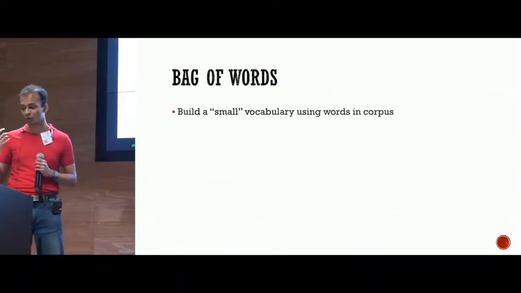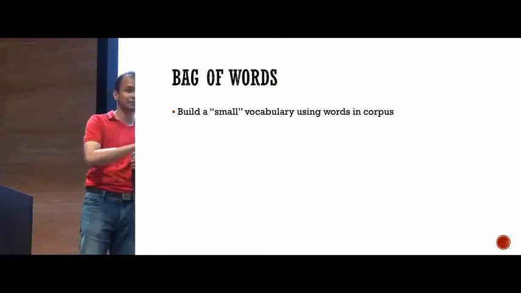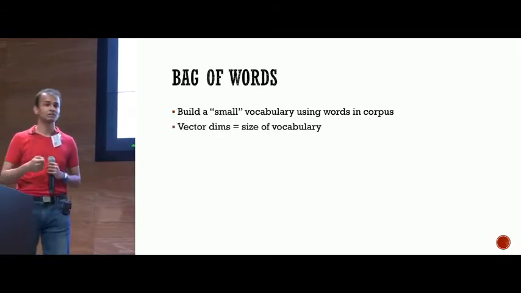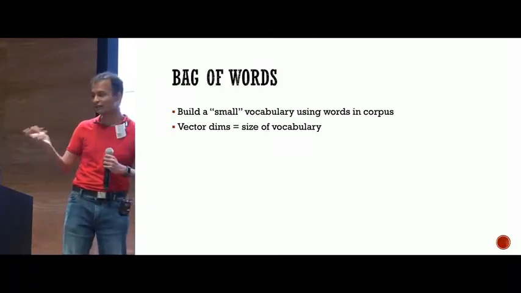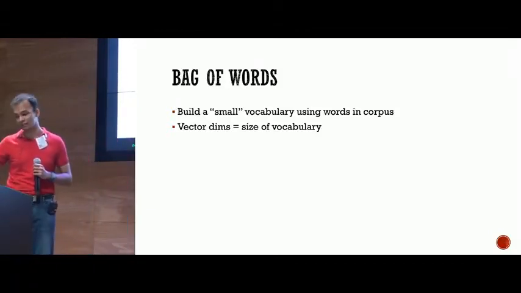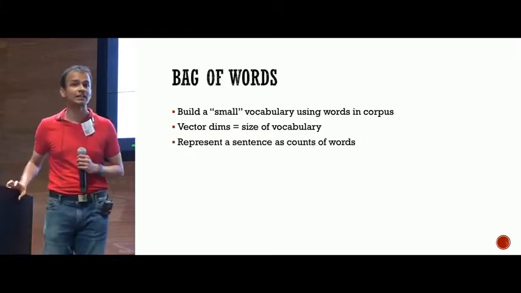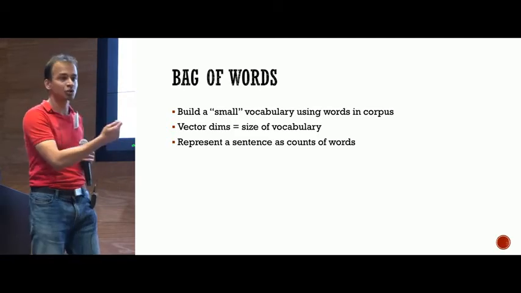So we have a vocabulary that's pretty small, that's very local to the documents that we have and the words in the documents. Once we do that, we limit the word dimensions to only the size of the vocabulary. I'll give you an example. And then finally, we represent a sentence or a word as a count of all these words.